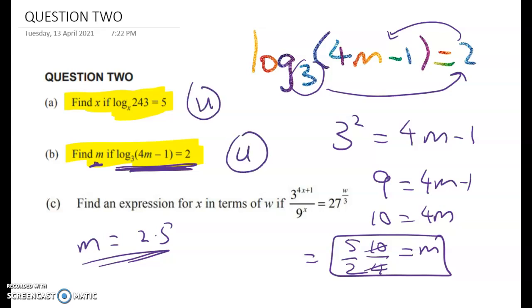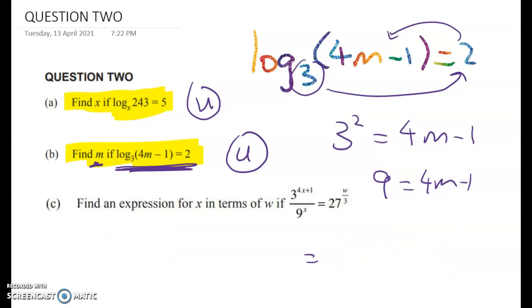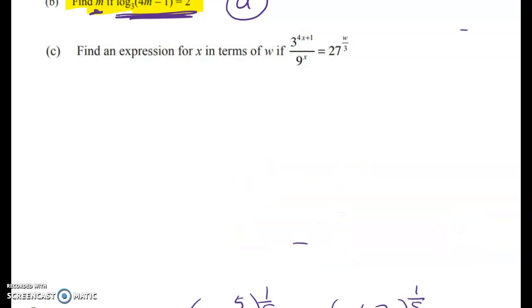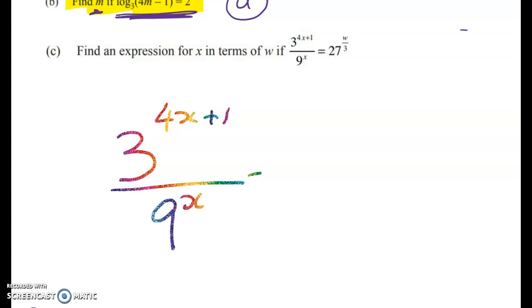Now let's look at this last one. We've got things with 3s and 9s and 27s, and we have to find an expression for x in terms of w. Right, I just need a little bit of working space for this one because this is a little bit more involved and this is a merit question. So let's start by writing it out and looking at what we're being asked to do. Well, we have to figure out some expression for x. So we're going to have x equals blah, blah, blah, and it's going to have some w's in it.